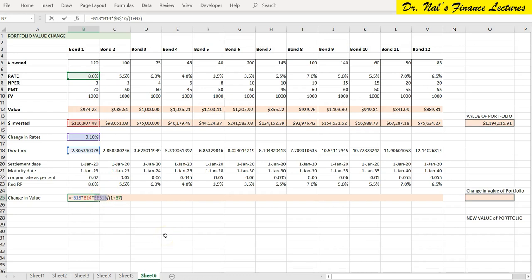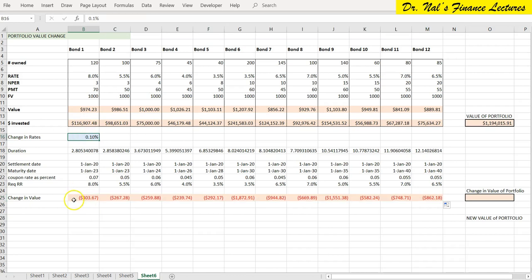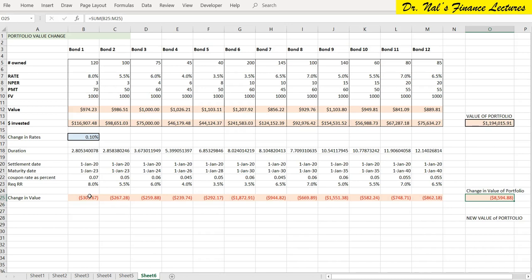So let me press F4 for that. All the rest should be variable, right? As I drag it towards the right, it should be useful. Let me see if it works. Perfect. Now notice that when the rates go up, the value of individual bonds go down. Perfect. So therefore, the overall value, the sum of all these numbers, press enter. $8,594 decline in the value of the overall portfolio, which consists of these 12 bonds, right? So therefore the new value of the portfolio will be this number.